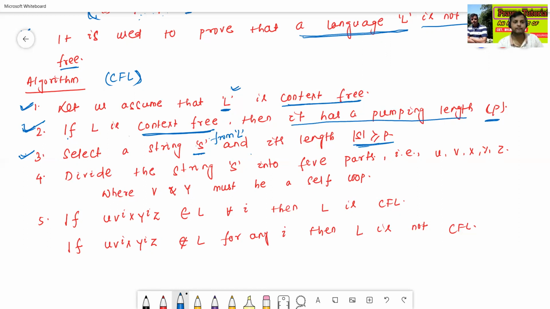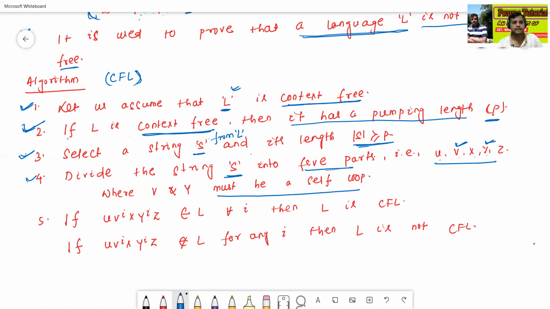What is the fourth step? Divide the string S into 5 parts, that is u, v, x, y, z, where v and y must be self loops.